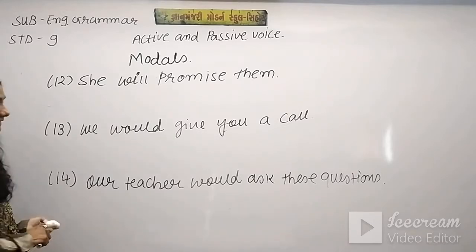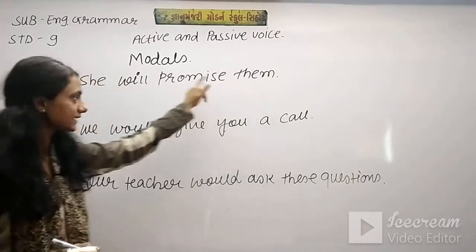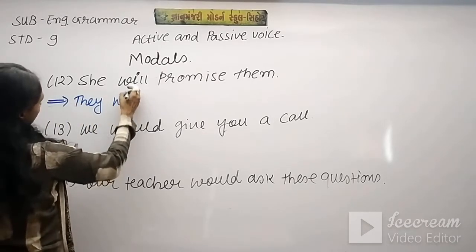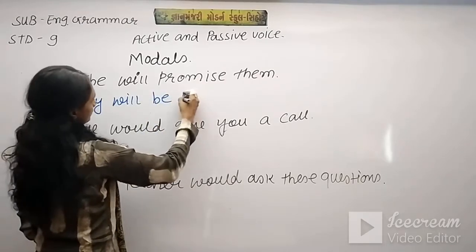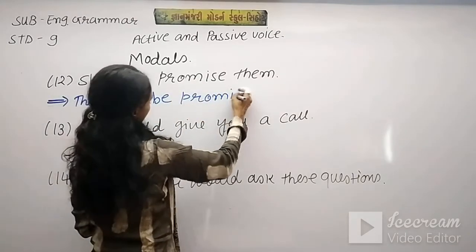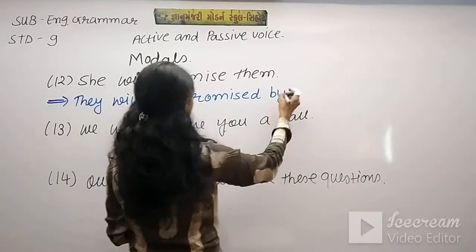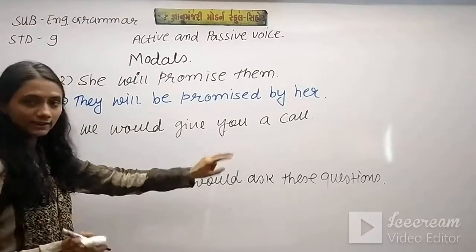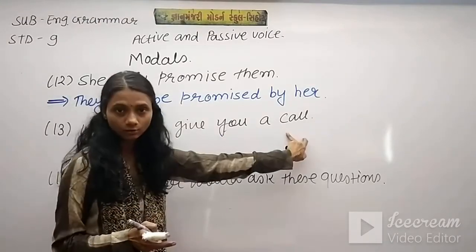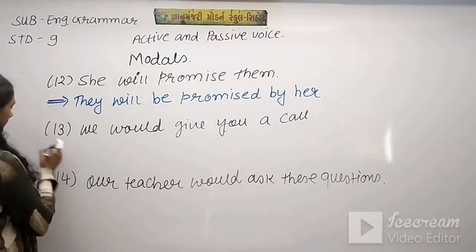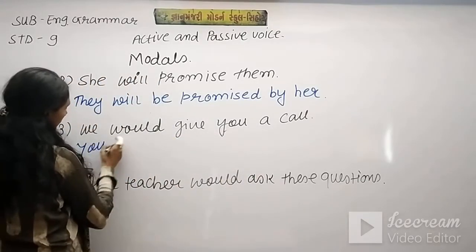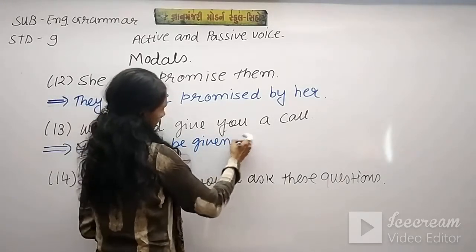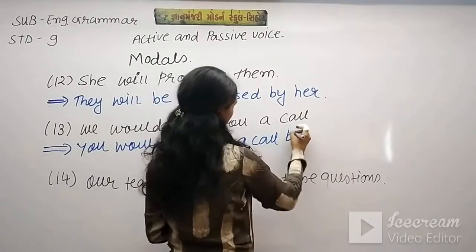Okay, so we'll turn this sentence. So this them will come first and it becomes they. They will be promised by her. We would give you a call. Here we have two objects, that is you and a call. So we will have to answer. First we'll take you. So you would be given a call by us.